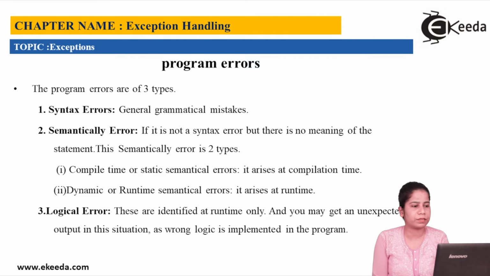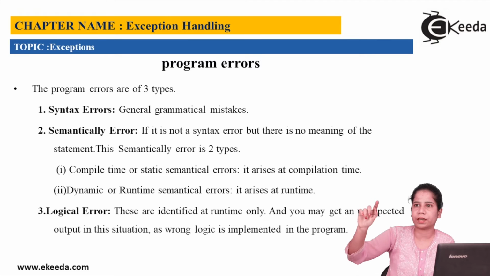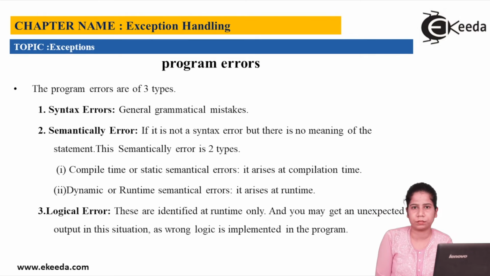So the program errors are of two types: syntactical error, which I've already told you, grammatical mistakes which you make. Like suppose in an if statement, you have given the condition and after that you have given a semicolon. What will happen? It is a syntactical mistake. If you have braces open and you have not closed them, it is a syntactical mistake.